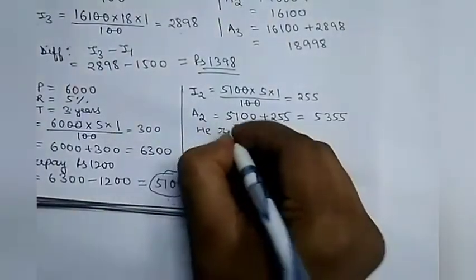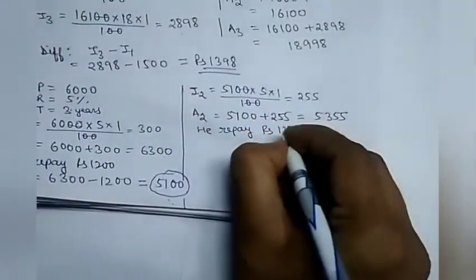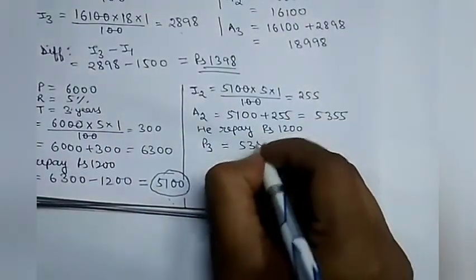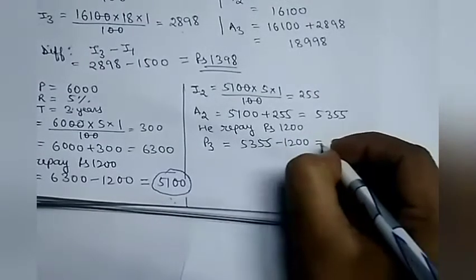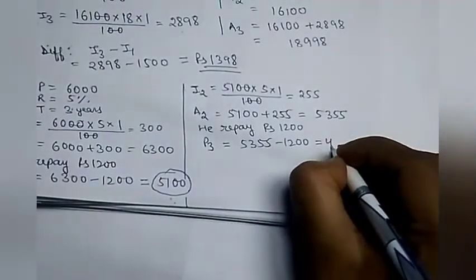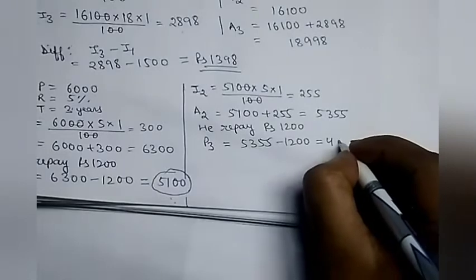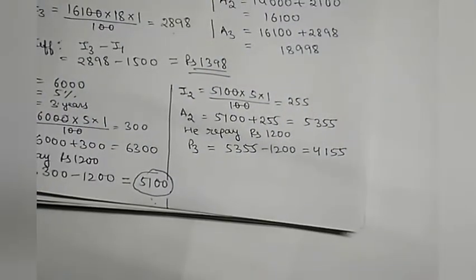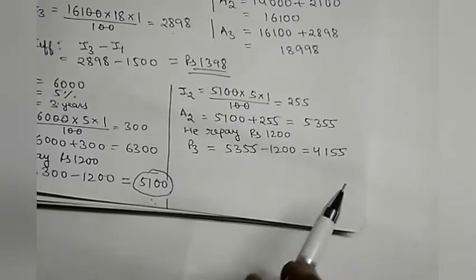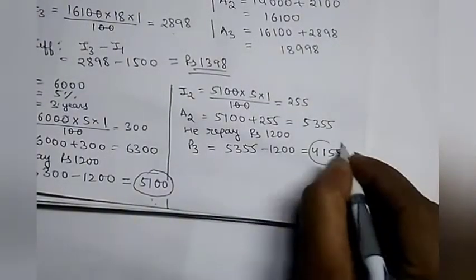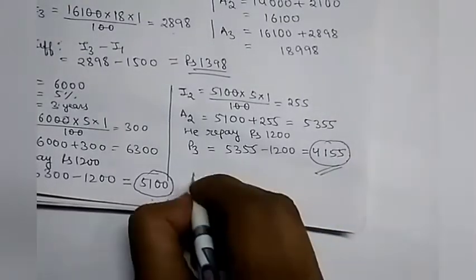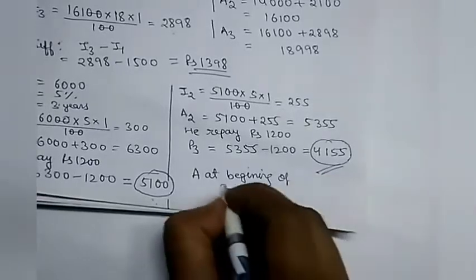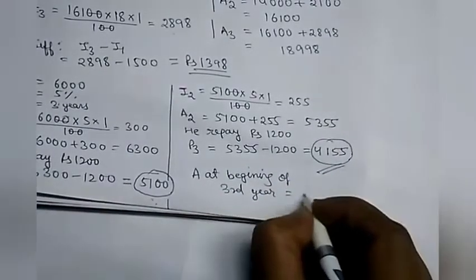He repays rupees 1200. So the new principal for the third year will be equal to 5355 minus 1200, that is equal to 4155. Now in the question it was given, we have to find the amount that was outstanding at the beginning of the third year. So this will be the amount at the beginning of the third year. So this will be the answer. Amount at beginning of third year equal to 4155.